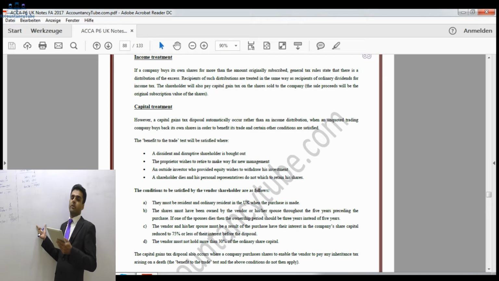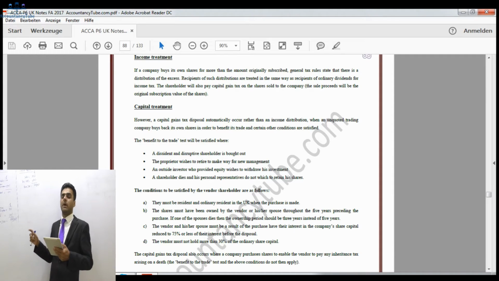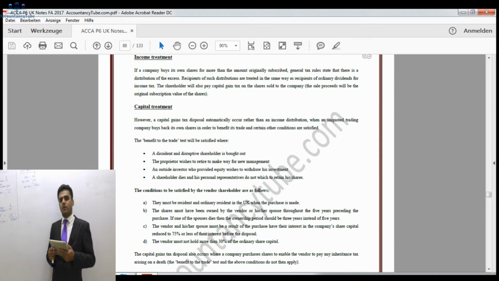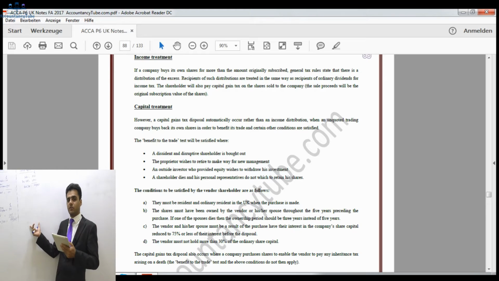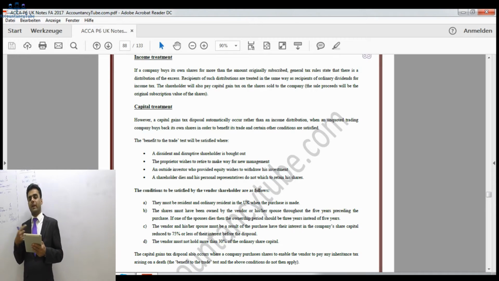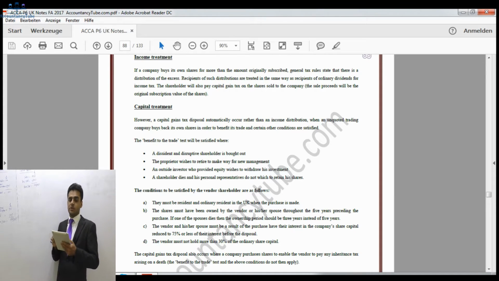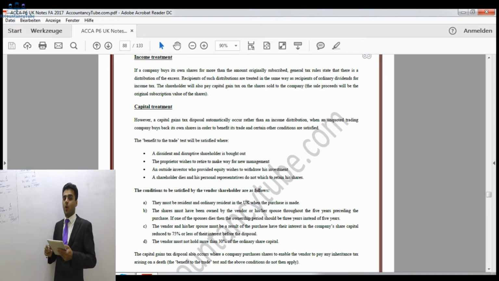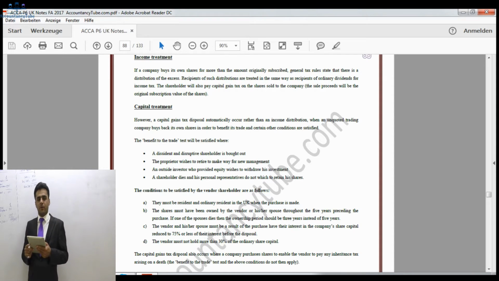Now my shareholding must be reduced to 75% or less. So we'll take 30% times 75%. Whatever that percentage is, my percentage should be that much after the company buys the shares from me, right? So please understand this rule clearly: whatever my percentage is before the company bought the shares from me, say for example 30%, then in order for this condition to apply, my percentage in the company after the company buys back the shares should be 75% of what it was before the purchase, right? I hope you got it.